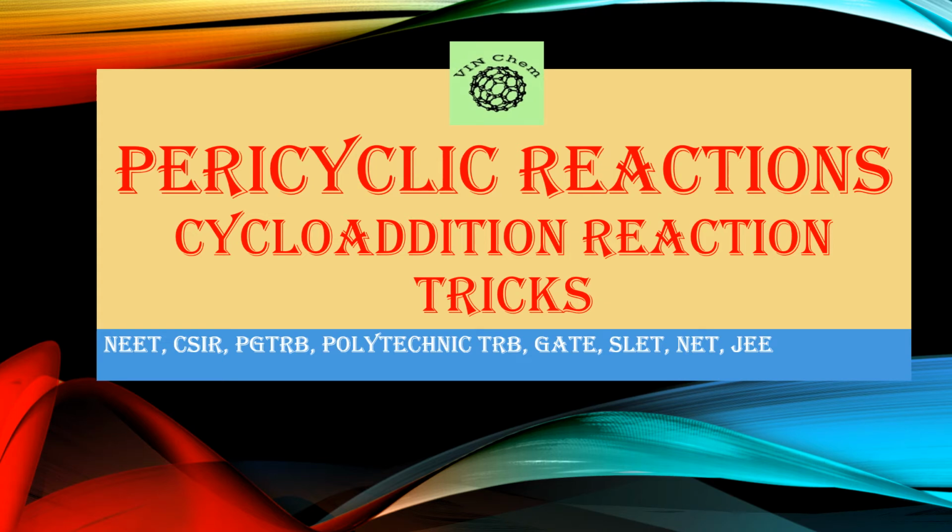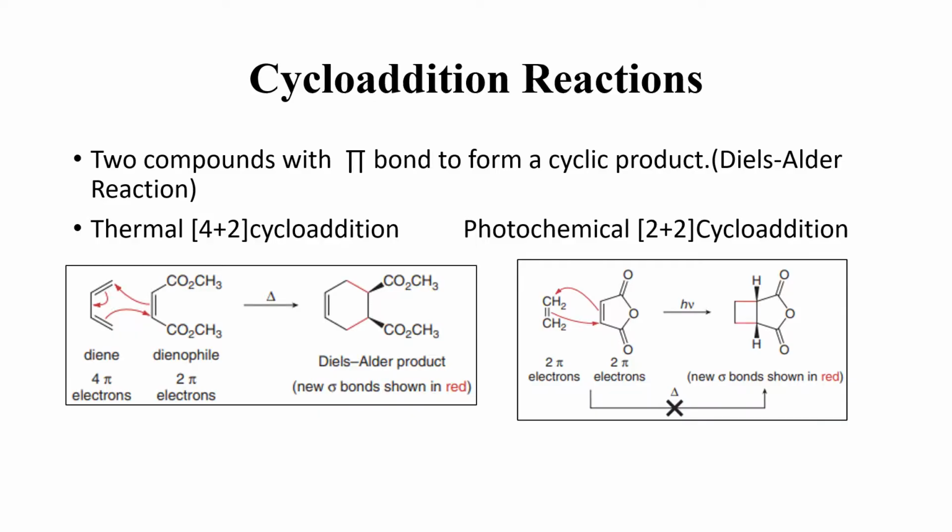Today we are going to see pericyclic reactions, in that, the cycloaddition reaction. What is that cycloaddition reaction? We'll see that one by one. The cycloaddition reaction will not take place intramolecularly. It takes place intermolecularly. So two compounds are required, two pi bond molecules are required, and with the help of those only, the cyclic product will form. The best example is the Diels-Alder reaction.